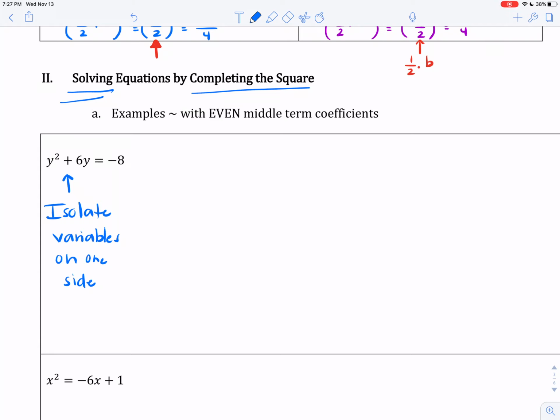Now, what I'm going to be doing when I complete the square is adding something to both sides. So I'm going to rewrite this as y squared plus 6y, and I'm going to put a little blank for where I complete the square. And then on the other side, I'm going to do the same thing. I've got a negative 8, and I'm going to add a little blank. Because remember, if you don't want to change an equation, whatever you add to one side, you have to add the exact same thing to the other side.